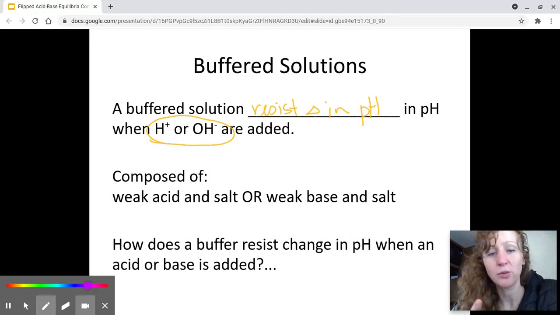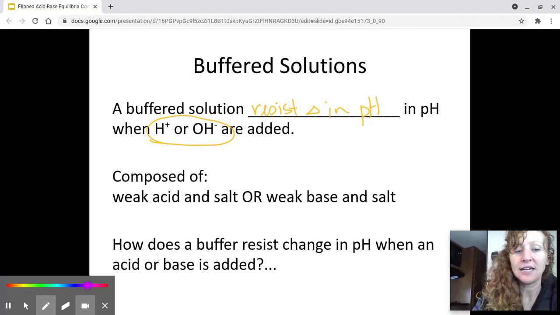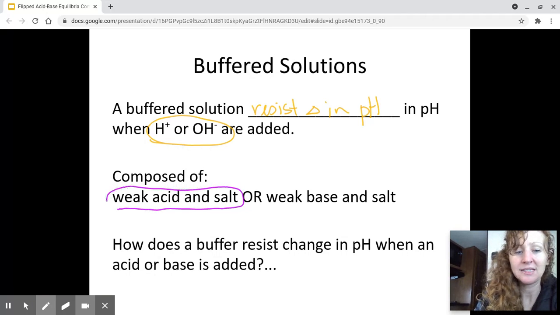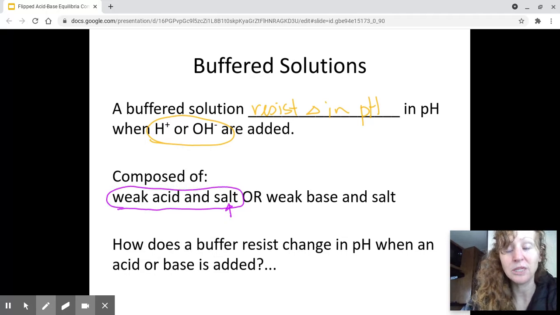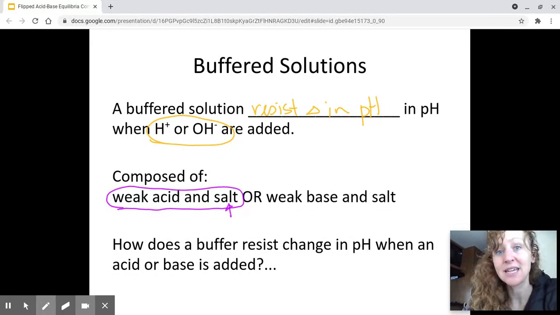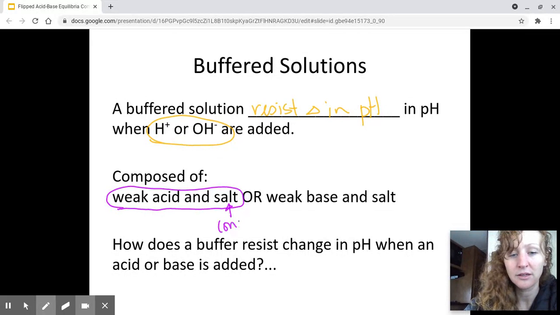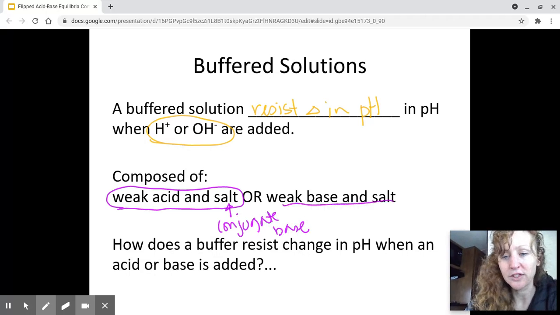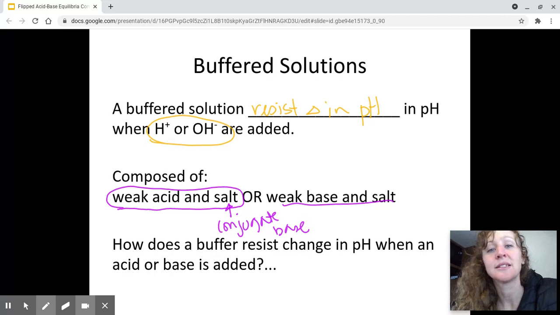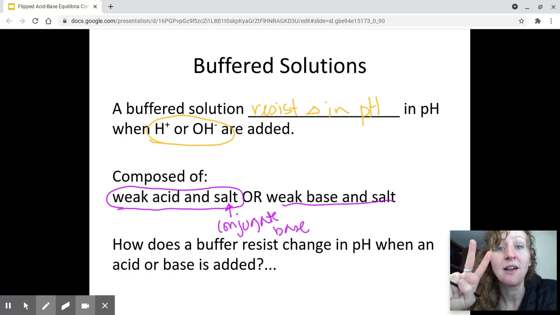So the first thing you have to know about a buffered solution is that it is composed of a weak acid and a salt. Now, it can't just be any salt. It has to be a salt that contains the conjugate base. Or vice versa. It can be a weak base along with a salt that contains its conjugate acid. So both things are present. The weak acid and its conjugate base are present, or the weak base and its conjugate acid are present. Now they have to match. If they don't match, it's not a buffered solution.